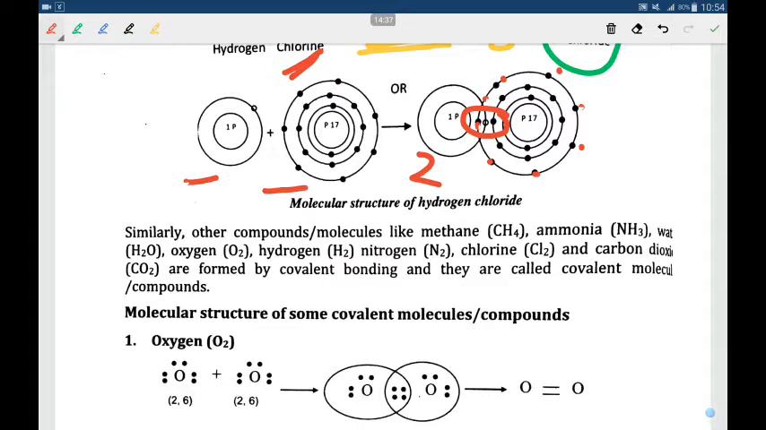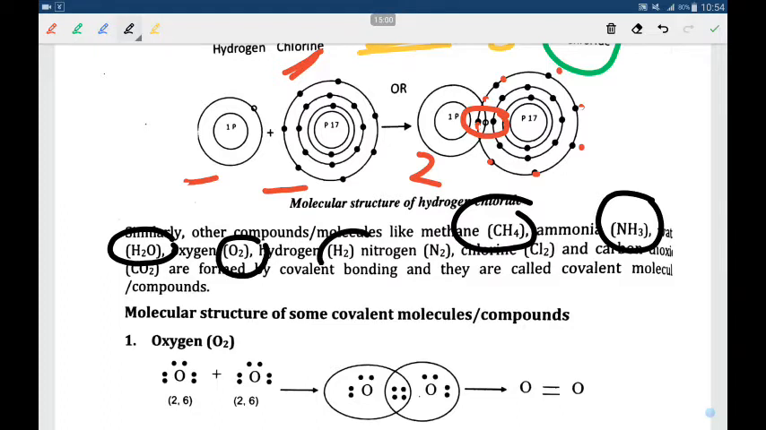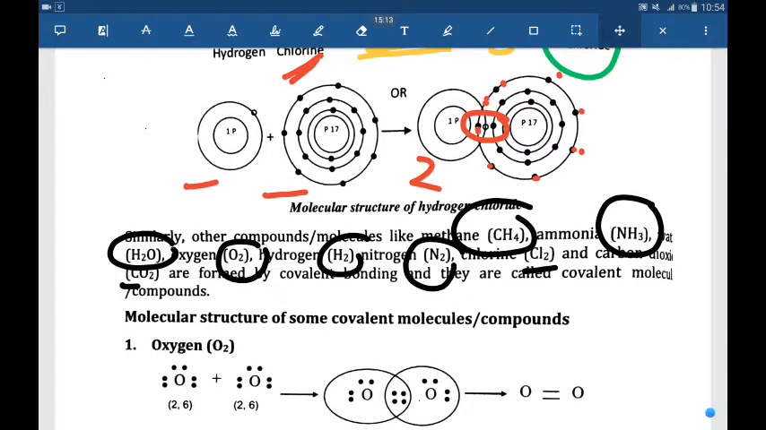So when there is sharing of electrons, covalent bond is formed. Covalent compounds are not able to conduct electricity, already we discussed. Examples: methane, ammonia, water, oxygen, hydrogen, chlorine, carbon dioxide. We have already marked. Okay, students? Now, next one.